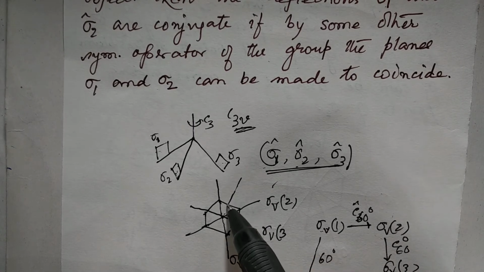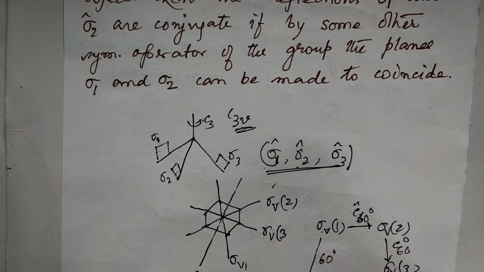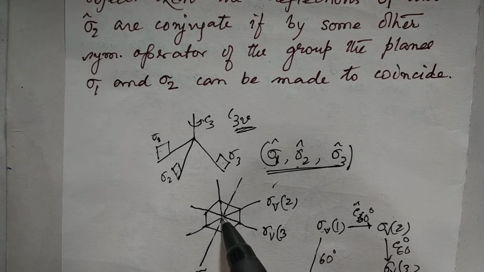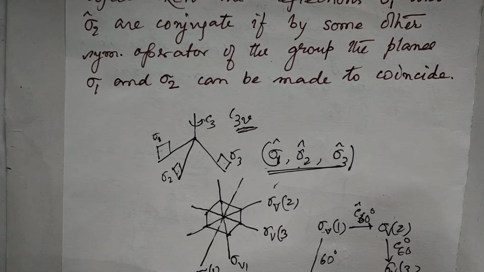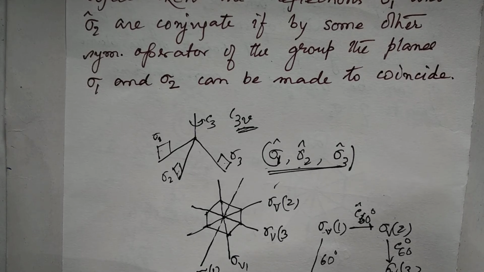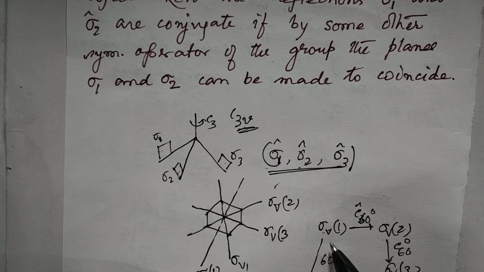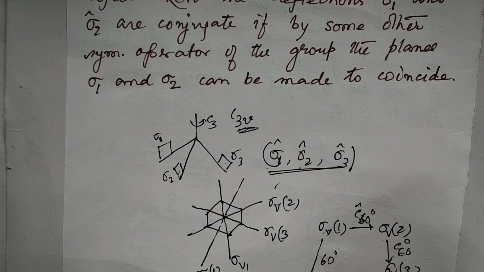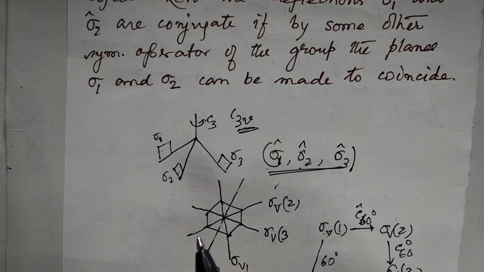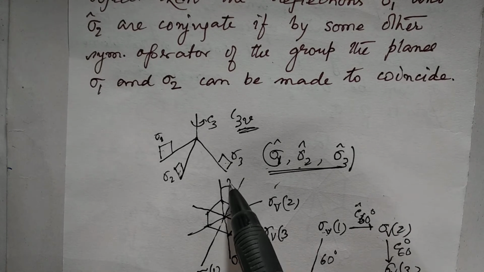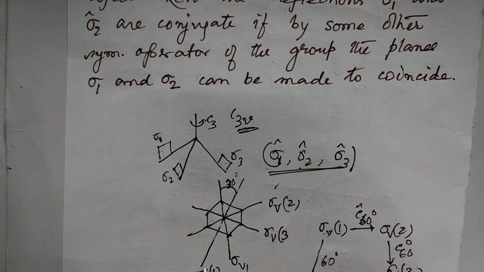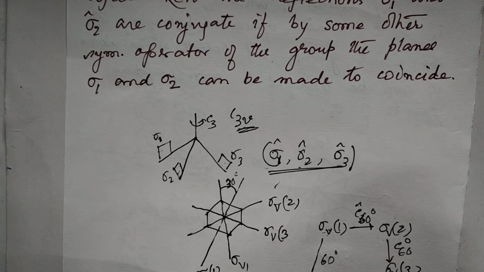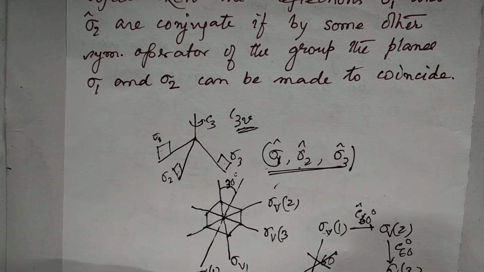This is also a reflection plane for the benzene molecule. This is a sigma D plane, dihedral, sigma D1. You cannot bring sigma V1 to sigma D1 by any rotation about this axis through C6, because this angle is 30 degrees, and a 30 degree rotation about this axis is not a symmetry operation. Therefore, this is not possible.